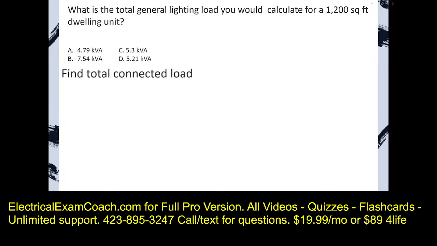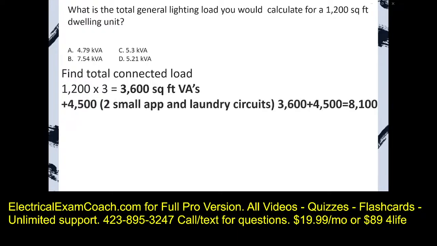Step 1, find the total connected load. We're going to take our 1,200 square feet multiplied by 3 VAs per square foot, and that's going to give us 3,600 square foot VAs. Now we have to tack on our 4,500 for our 2 small appliance and 1 laundry circuits. 3,600 plus 4,500 equals 8,100.